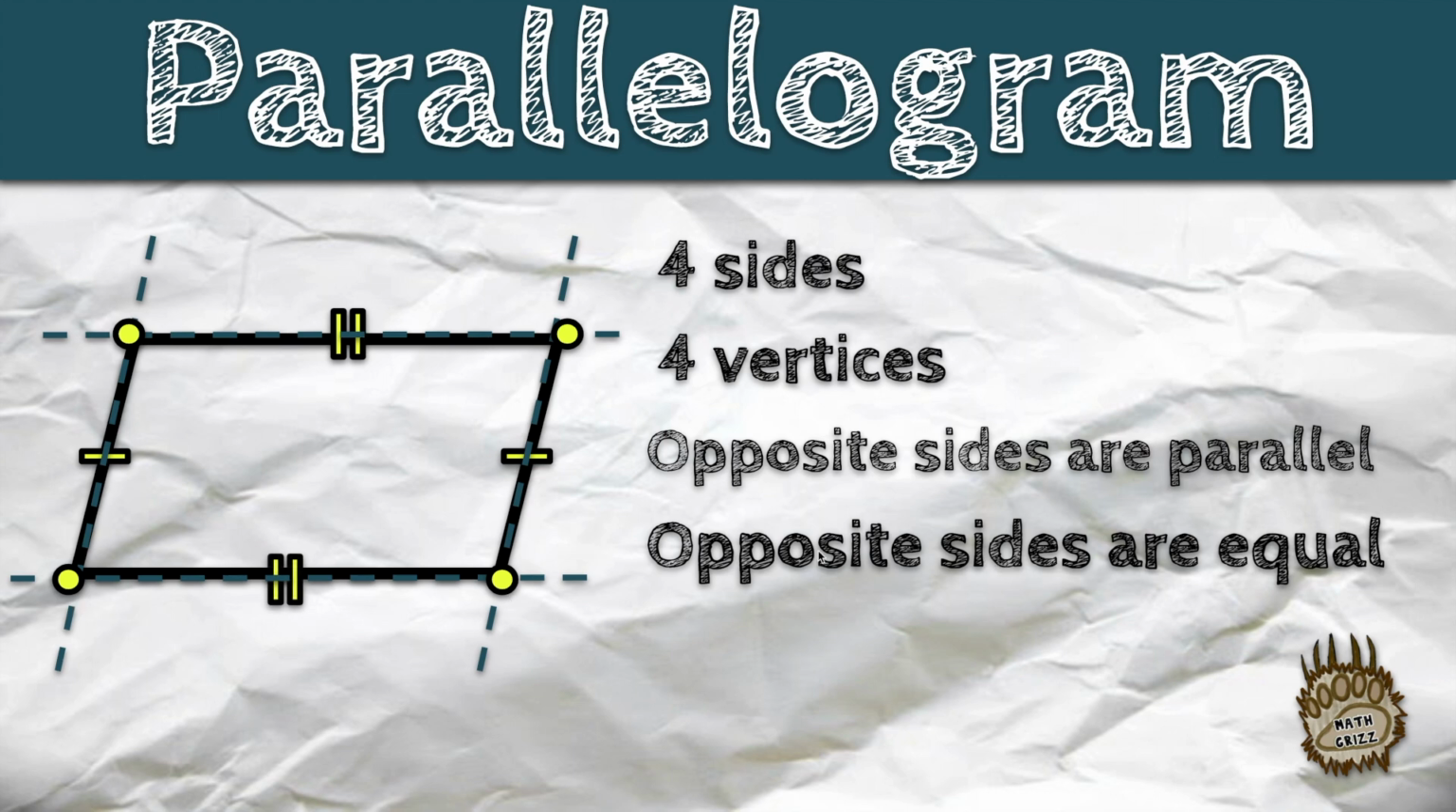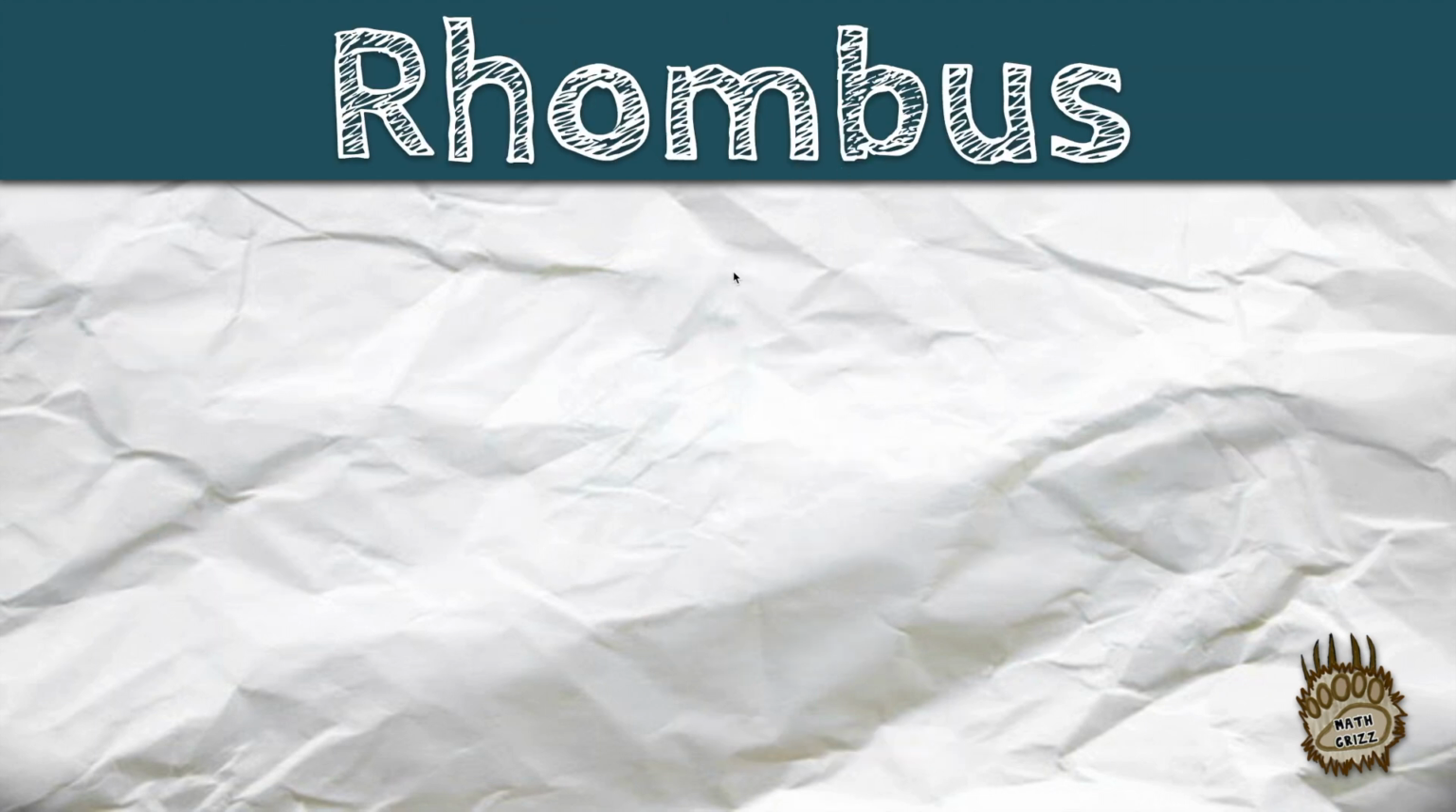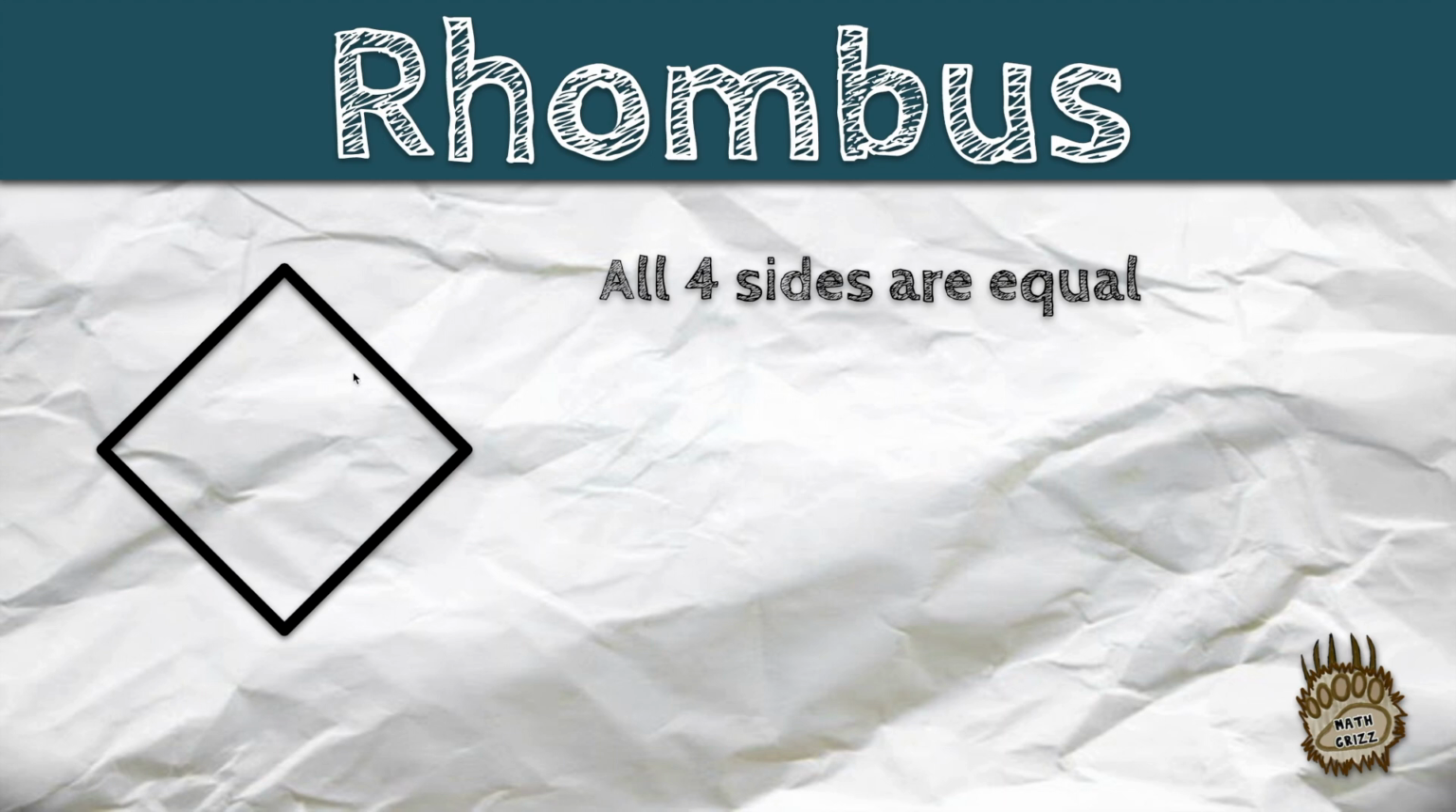Another way to classify a parallelogram is that it has four angles, 1, 2, 3, 4. And lastly, two diagonals. Lastly, we have a rhombus. All four sides are equal. So this side, this side, this side, and this side are all the same length. Four vertices, 1, 2, 3, and 4.